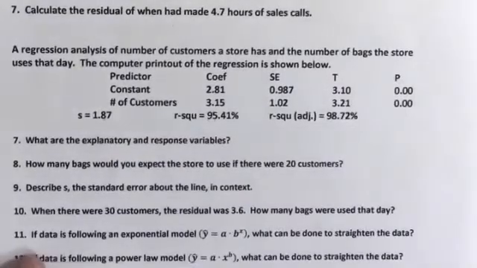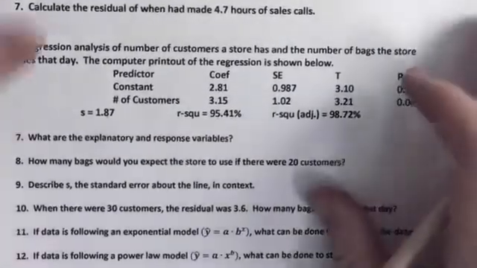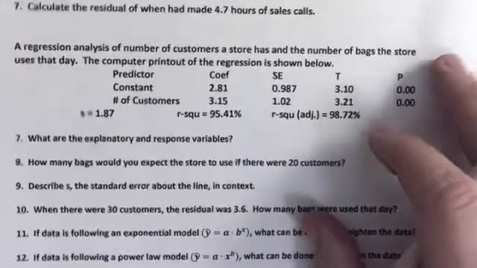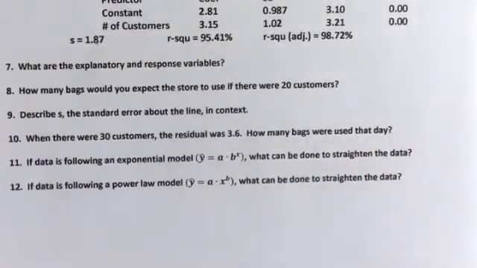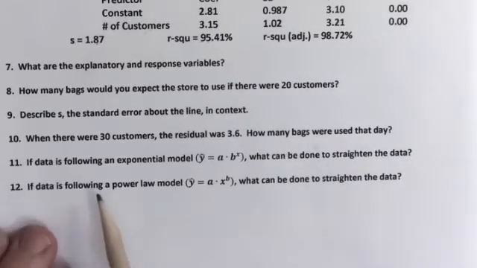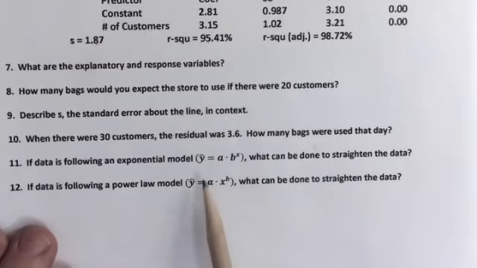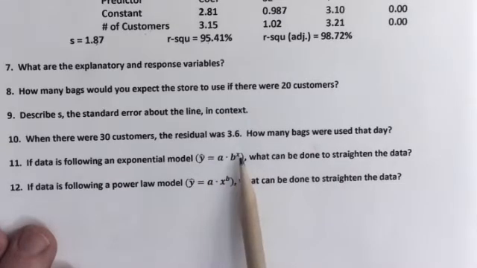Number 11. All right. These two deal with section 3.3, which deals with transformations, exponential data and power law. Here are the two main things you really need to know from that section. Number one, if the data is following an exponential model, in other words, a model like y equals a times b to the x, where x is an exponent and a and b are constants, what can be done to straighten the data?